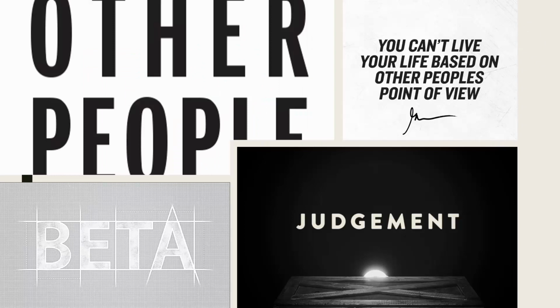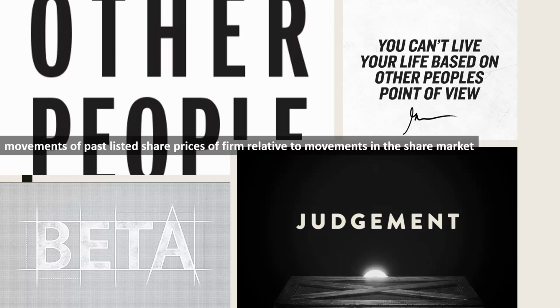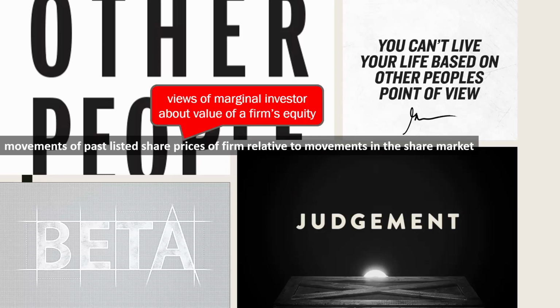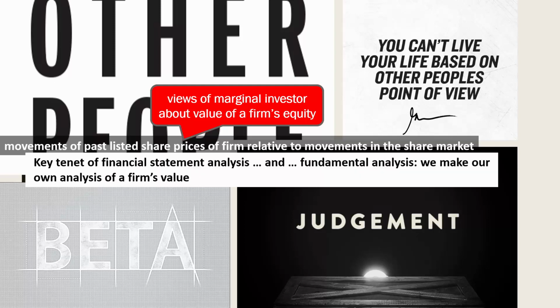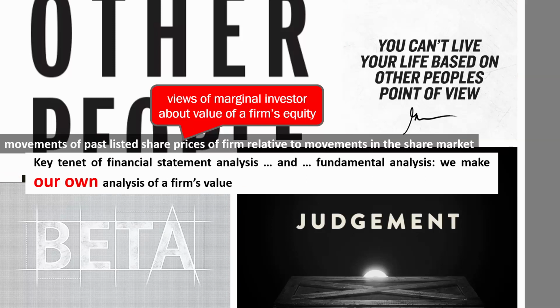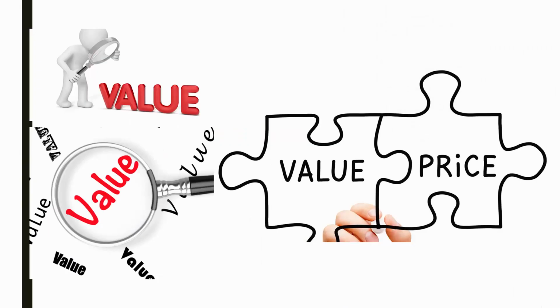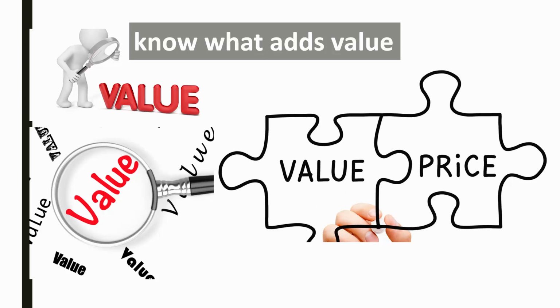Further, the approach to measuring the risk of investing in a firm based on its beta relies on other people's judgments, namely on the movements of past listed share prices of a firm relative to movements in the share market. Listed share prices are simply the views of the marginal investor about the value of a firm's equity. A key tenet of financial statement analysis, and more generally of fundamental analysis, is that we base our assessments of firms on our own analysis of a firm's value. We ourselves need to know what adds value. We never hand this task over to someone else.